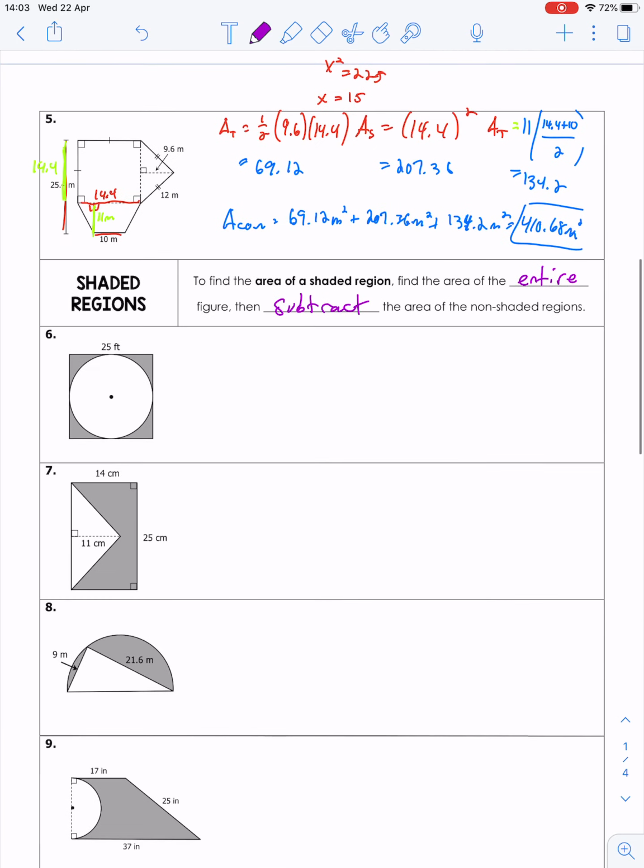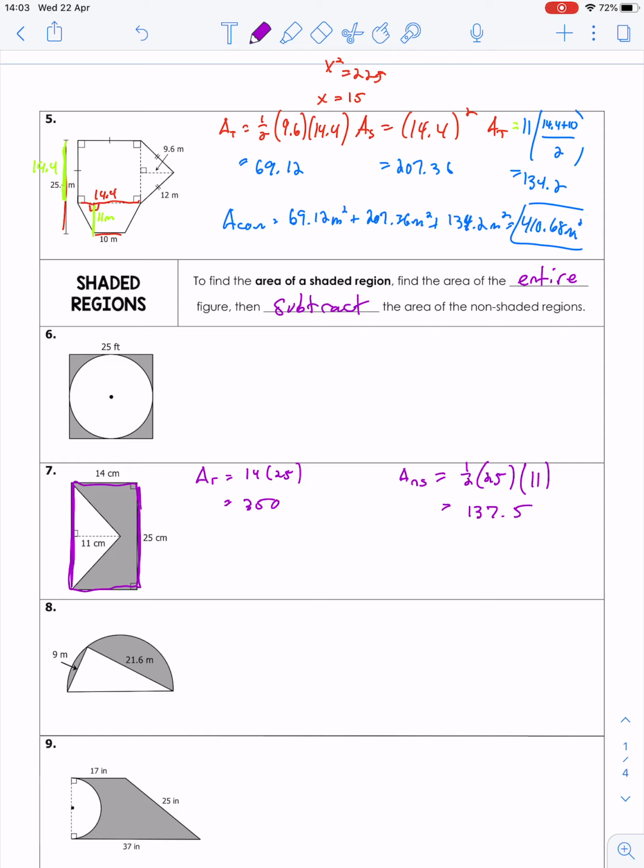So the odds, we take the area of the whole thing. So the area of the rectangle is going to give us 14 times 25. It's 350. The area of the non-shaded region, which is just a triangle here, is going to give us 1/2 times the base. The base here is 25, because it's going to be the same as this side, 25, times the height, it tells us, 11. So the area of the triangle is going to be 137.5.